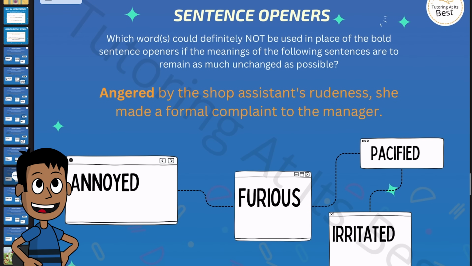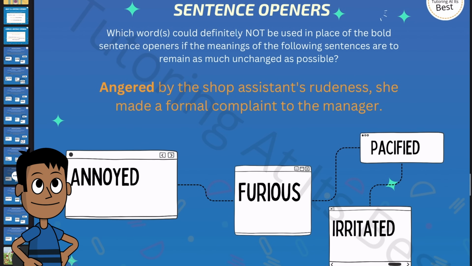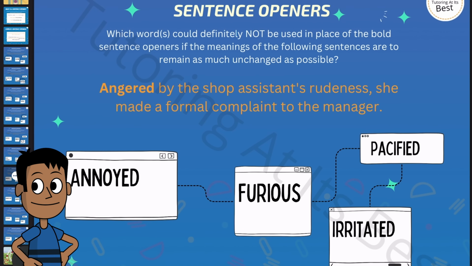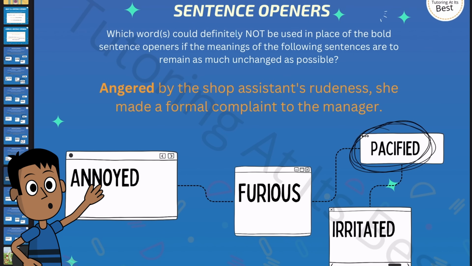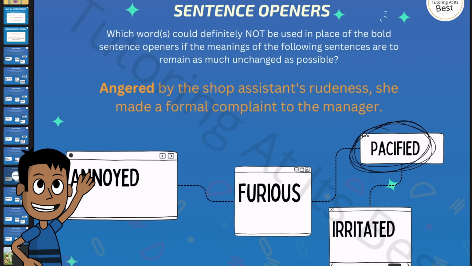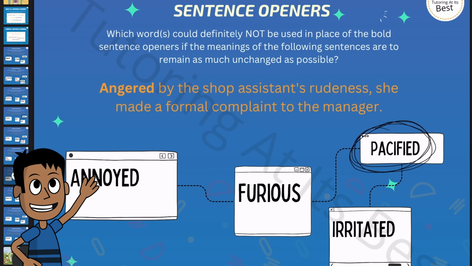Okay, and the next one states, angered by the shop assistant's rudeness, she made a formal complaint to the manager. So again, we're looking for something that is not the same as angered. And we know furious or annoyed or irritated are all very much synonyms. So we're going to go with the word pacified. And remember, one thing to note, if you don't know the definitions of these words, use these as advantages to search them up and then write sentences, including them.